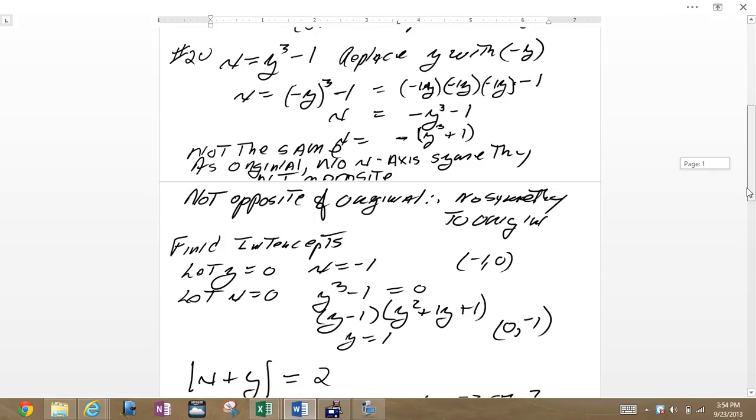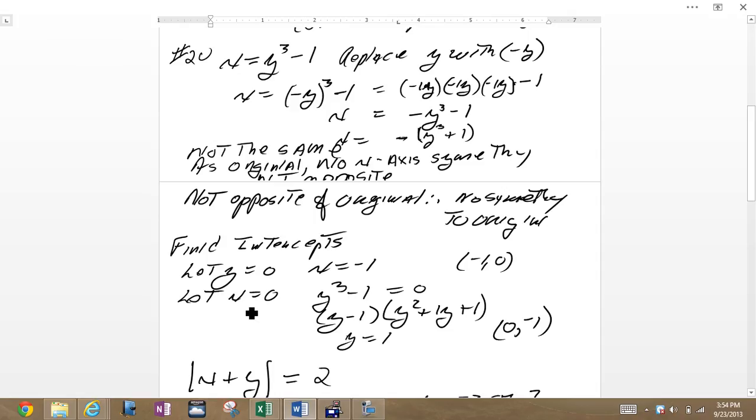Okay, so we explore to find the intercepts. Again, if I let y equal 0 in my original equation, I get x equals negative 1. Okay, that's easy enough. Just come back here, let the y disappear. You got x equals -1.